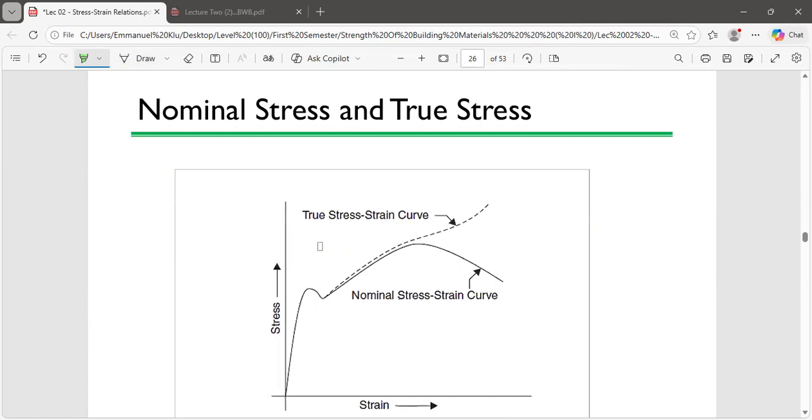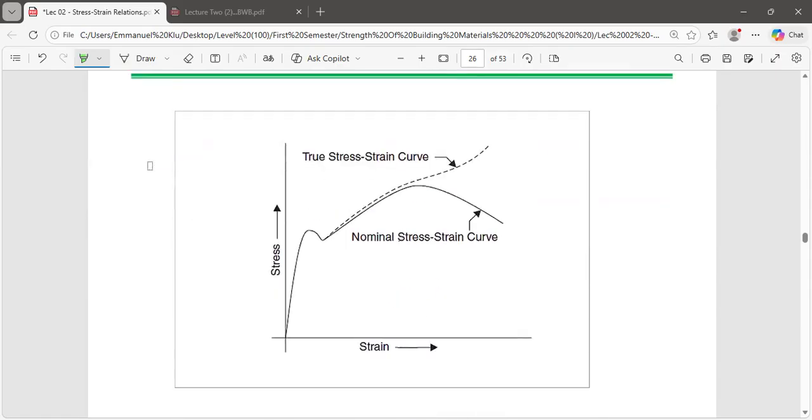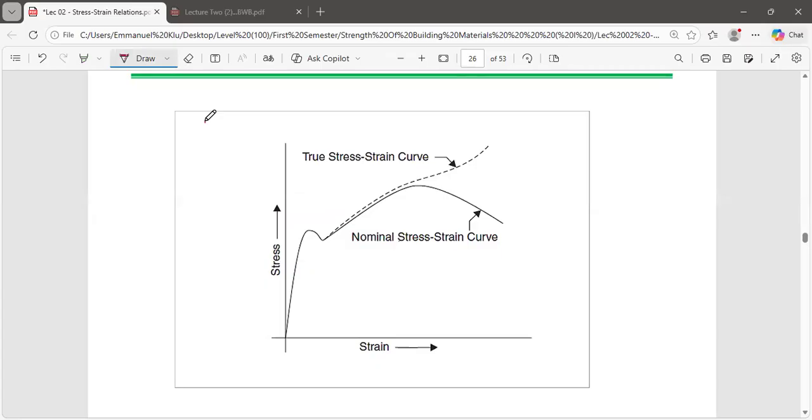All right. So this is what we are saying. If we consider true stresses, they increase continuously as strain increases, as shown. So the true stresses, you can see that as strain is increasing, they are also increasing. All right. So you can see over here, this is the stress, and this is the strain. This is actually our origin over here.